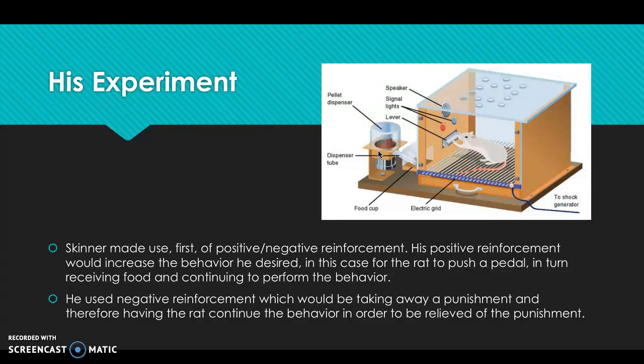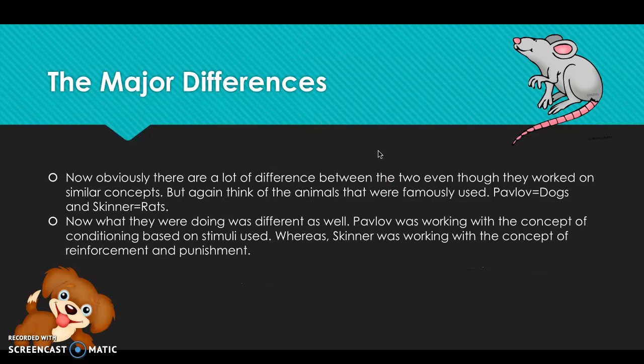His positive reinforcement would increase the behavior he desired. In this case, it was for the rat to push on a pedal, which would in turn give him food, and he would continue to perform this behavior, obviously. He used negative reinforcement, which was basically taking away a punishment like getting shocked if the rat would perform whatever he wanted. So if the rat pushed on the lever, then it would relieve the punishment of being shocked. Obviously, those are just very, very simple definitions of what these different men did.